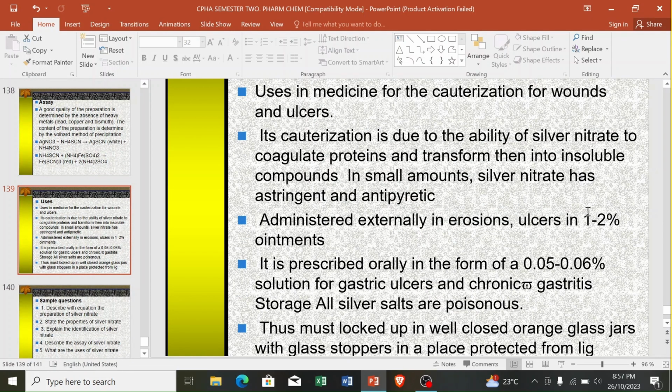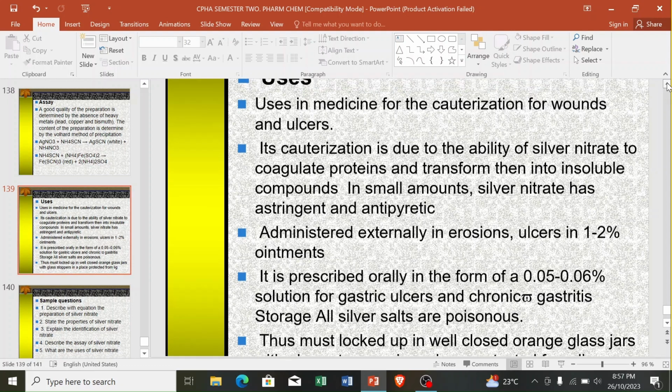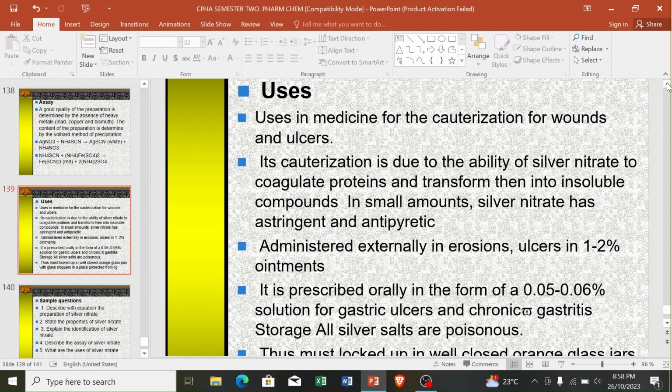For uses, we have a number of them. It is used in medicine for cauterization of wounds and ulcers, and cauterization is due to the ability of silver nitrate to coagulate proteins and transform them into insoluble compounds. In small amounts, silver nitrate has astringent and antipyretic properties.